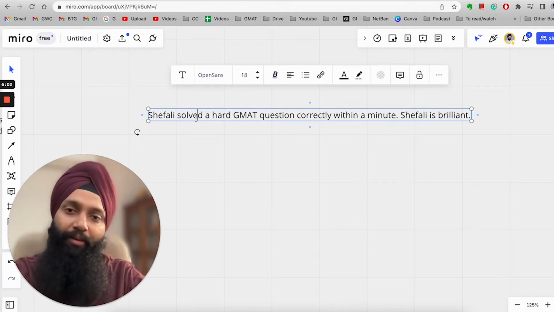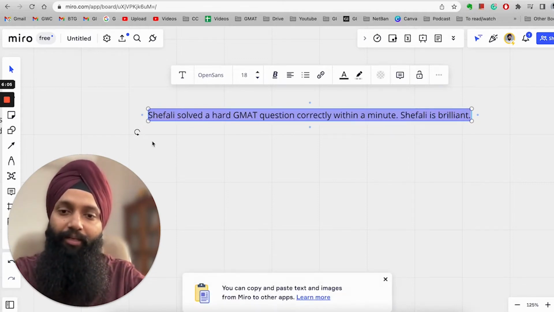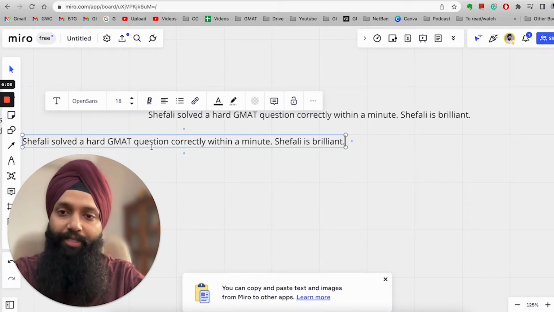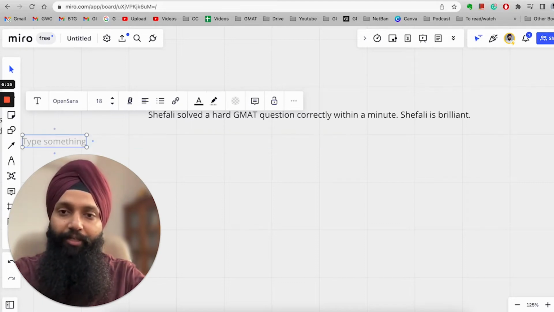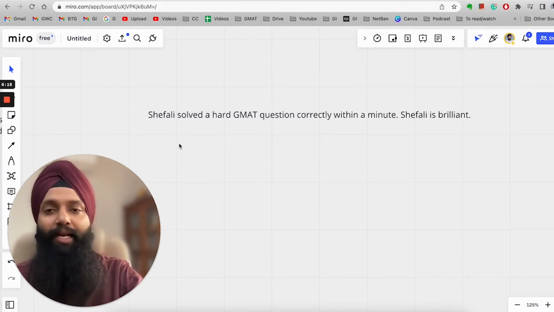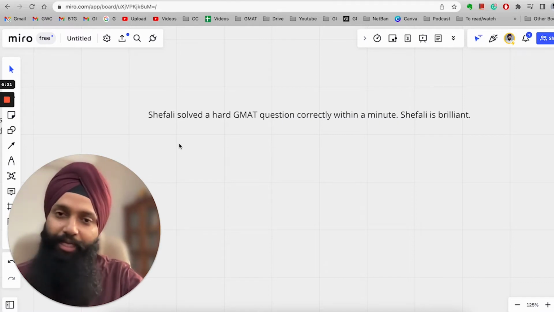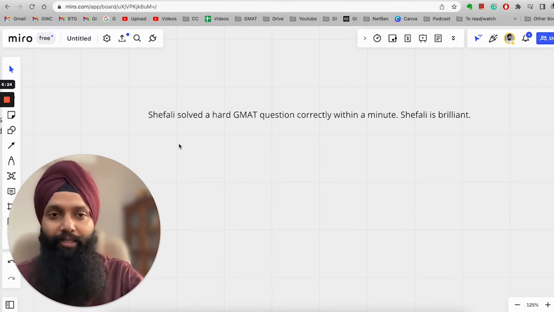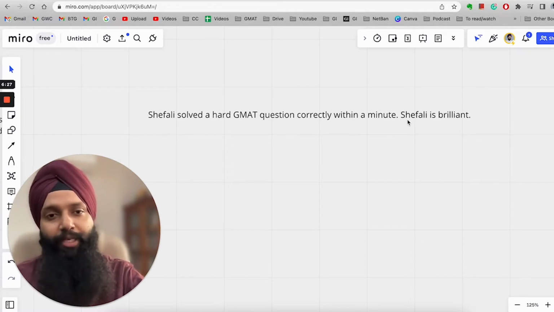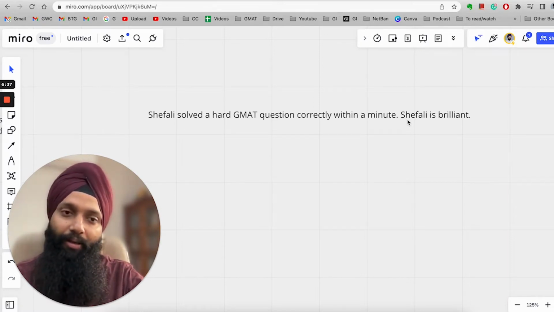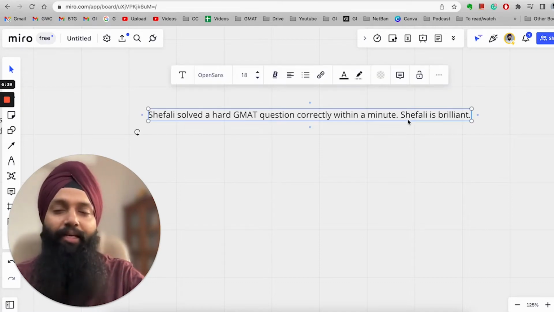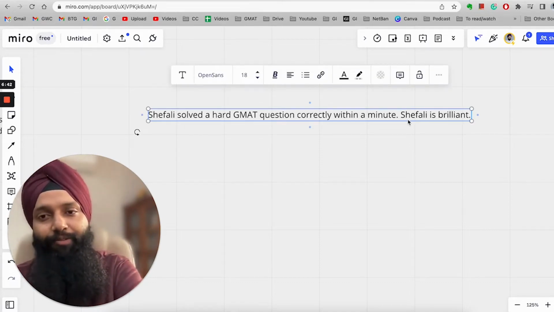And then I told her to think about it. Shefali is brilliant is basically one explanation of this. If I tell you that Shefali knew the question beforehand, that she had solved this question earlier in her practice, would we still be able to say that Shefali is brilliant? No. Right? In that case, we won't be able to say. So Shefali is brilliant is indeed one explanation of the first statement, that Shefali solved a question correctly within a minute.